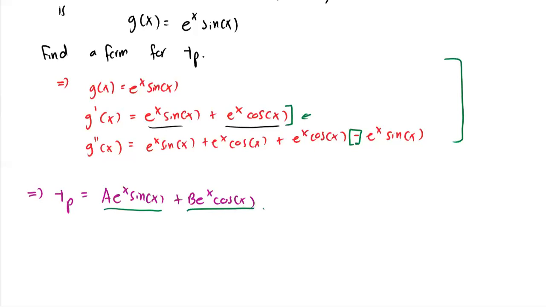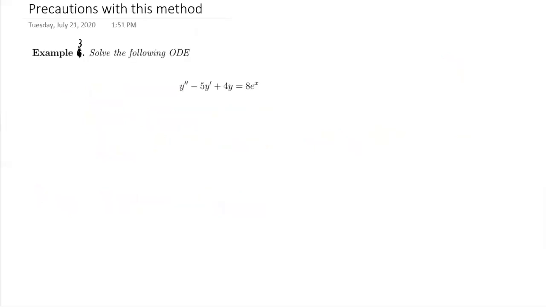Now, as I mentioned at the end of that video, there's one caveat. This particular solution process is always going to work. You're always going to be able to solve for A and B with one exception. But we can take care of that exception pretty easily. So I'm going to show you what the exception is in this example.